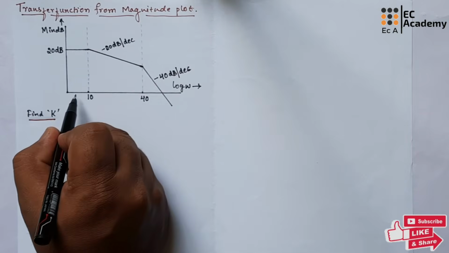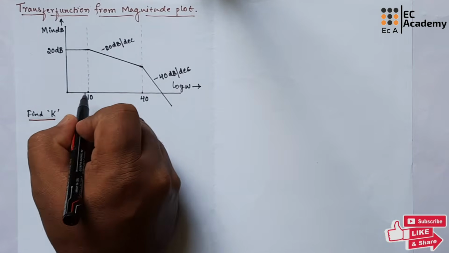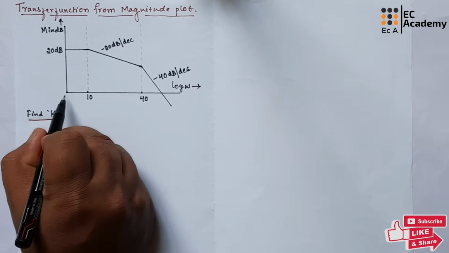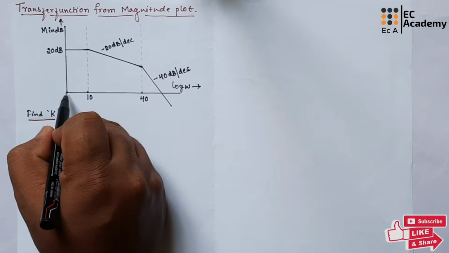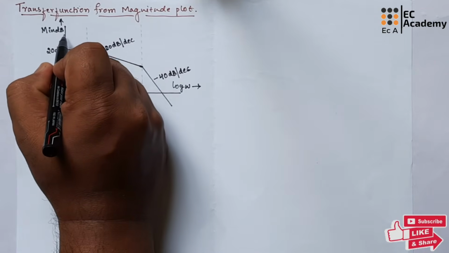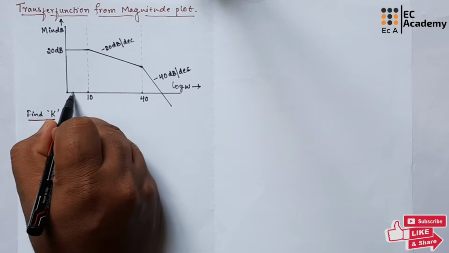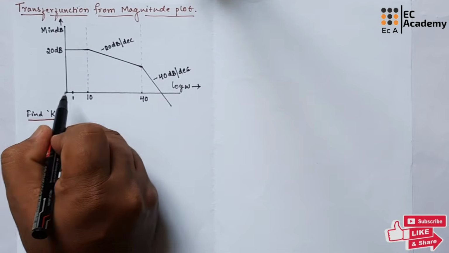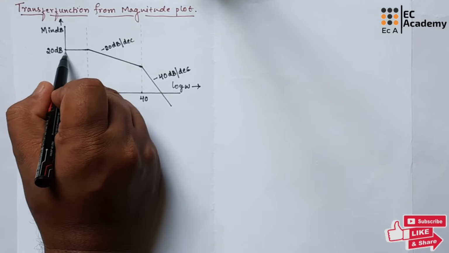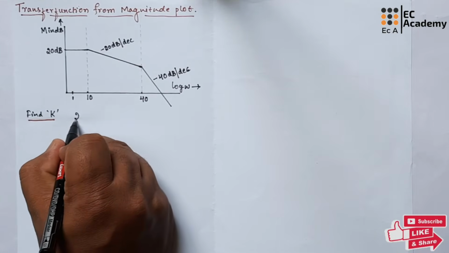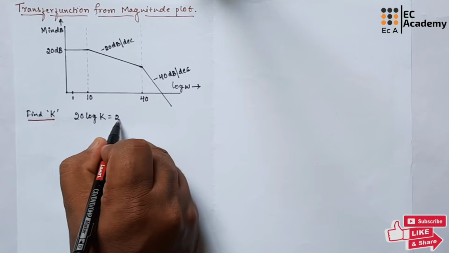To find the value of k, we need to check the slope at the origin with respect to 1 radian per second frequency. If we check the given magnitude plot, this is the frequency on the x-axis, and on the y-axis we have the gain in decibels. Somewhere here we'll get 1 radian per second. With respect to 1 radian per second, at the origin we have 20 dB. So we can say 20 log k is equal to 20.